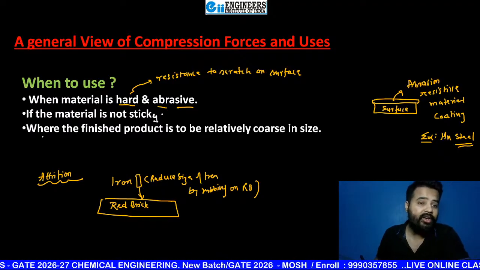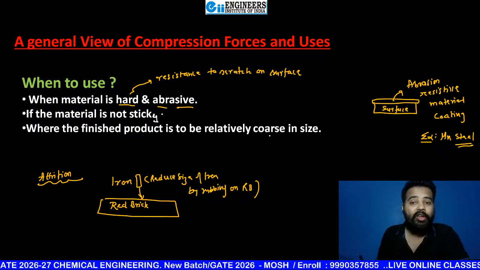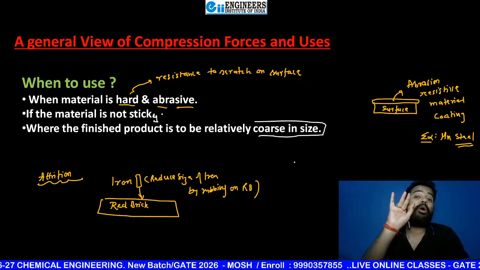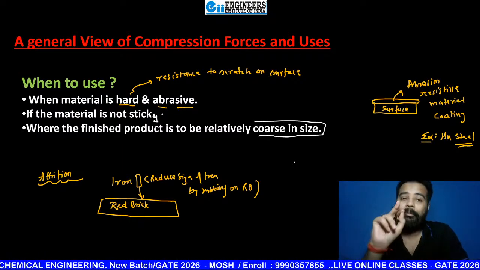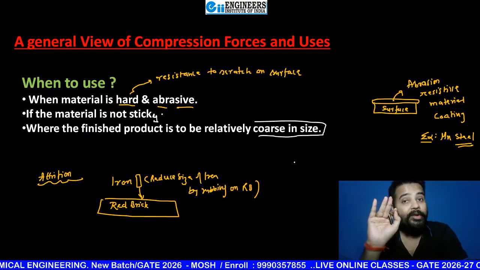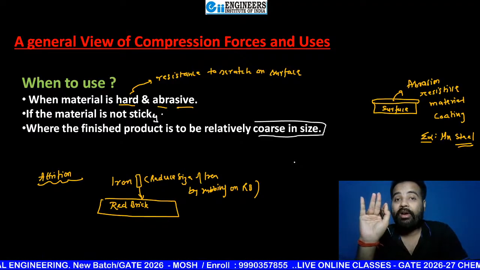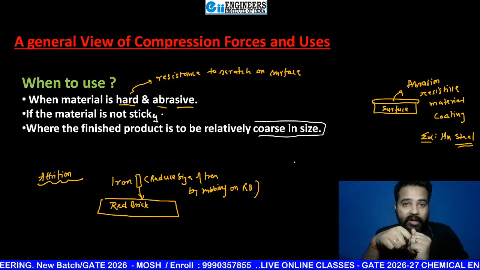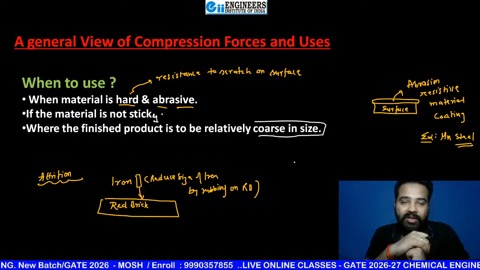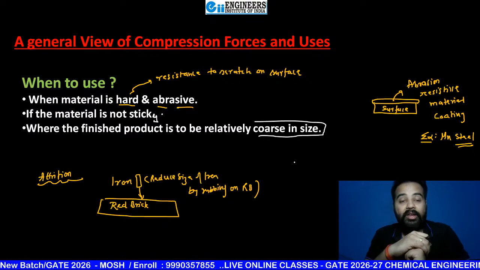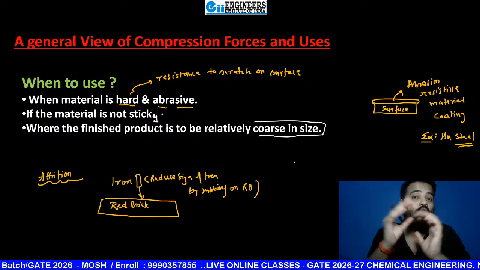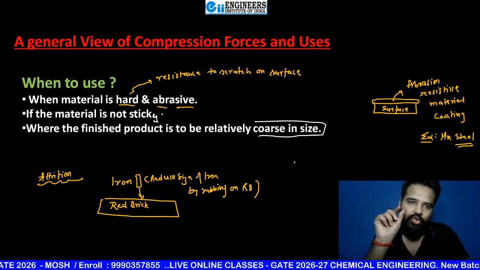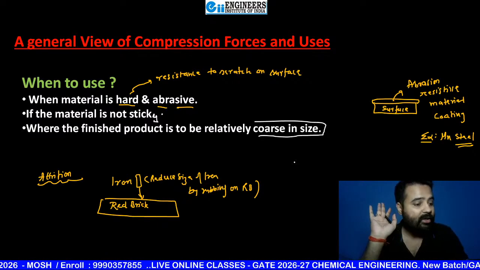Okay. Now the third is where the finished product is to be relatively coarse in size. What does it mean? That means you don't want powdery material as your final product, because by compression it is hard to get very fine particles, or you can say powdery product. You can't get it with just compression. It is very hard. So in that case you can't use compression. But if you want coarse, little large particles, then in that case you can use compression forces. Okay beta, is it crystal clear?